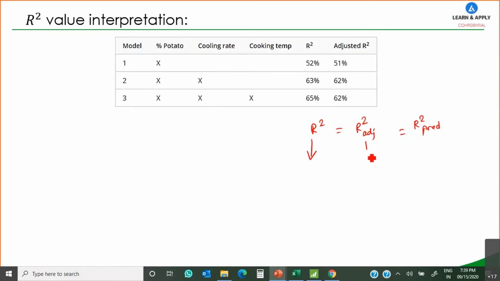This is indicating that you have included the variables which are actually impacting your Y. And R square predicted is indicating that whatever terms you have included in your model are so accurate that you can use this model for prediction purposes as well. So when you conduct the regression analysis, please have a look at all these three values.